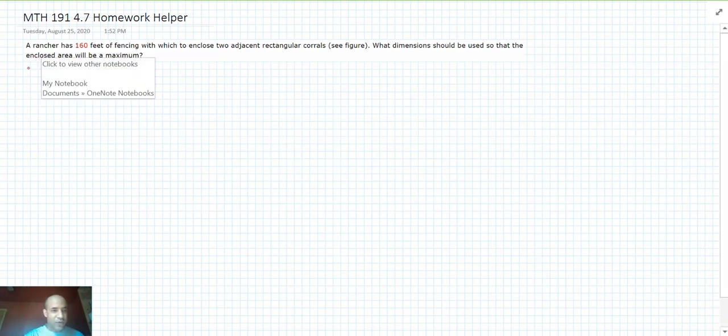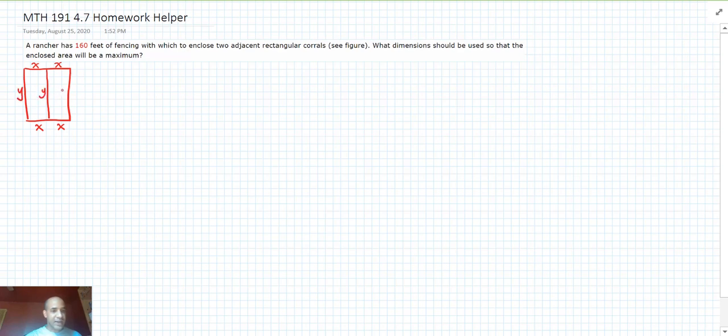So what we have here is a ranch. We have a rancher, and this rancher wants to create two rectangular corrals, and it says see figure. I'm going to draw the figure for you right here best I can. So these are supposed to be two rectangles right next to each other, and the rectangles are actually the same size.